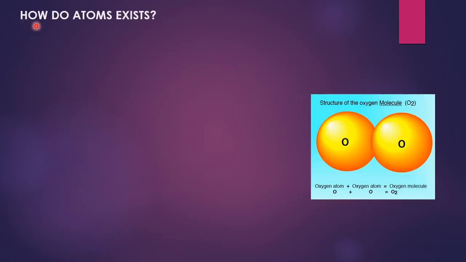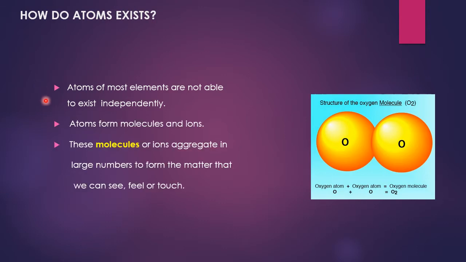How do atoms exist? Atoms of most elements are not able to exist independently. अकेला एटम एग्जिस्ट नहीं करता है. बहुत सारे सब्सटेंसेस में टू और मोर देन टू एटम्स कंबाइन होते हैं और वो मॉलिक्यूल बनाते हैं. मॉलिक्यूल्स और आयंस, the molecules or ions of the substances, they aggregate in large numbers to form the matter that we can see, feel or touch. We can see only matter, we can't see atom, we can't see ion. Even molecules are also not visible by our naked eyes.